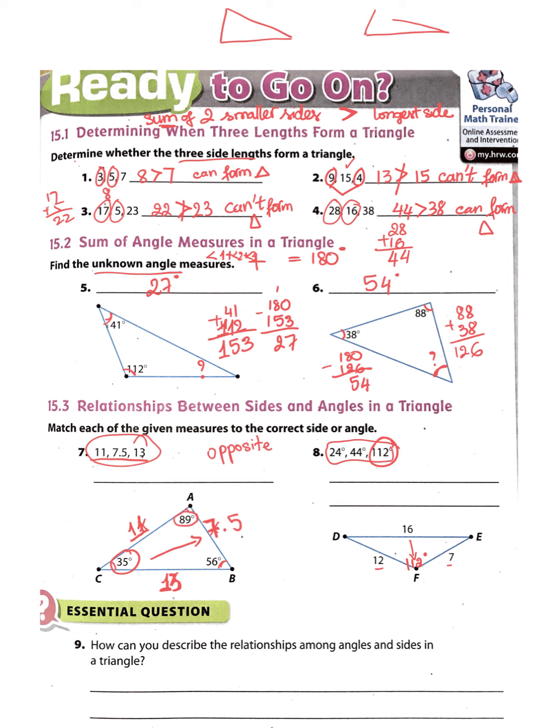Next one would be the shortest length or the smallest angle. So the shortest length will be 7. Opposite that side length will be angle D. So angle D will fit the smallest one, which is 24. And the medium will be E. Angle E, with the side length DF, will be 44.